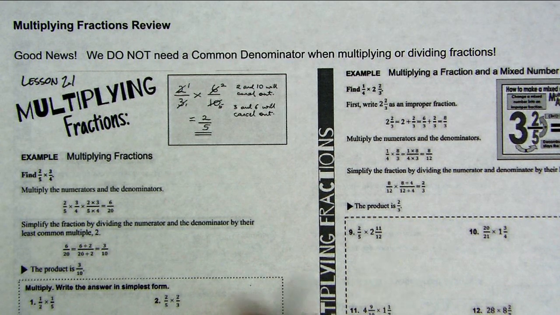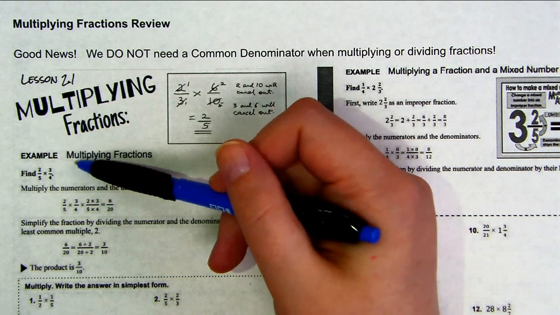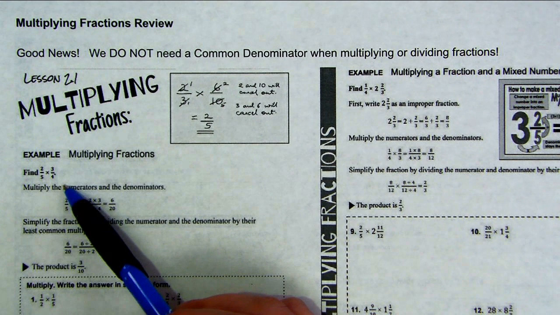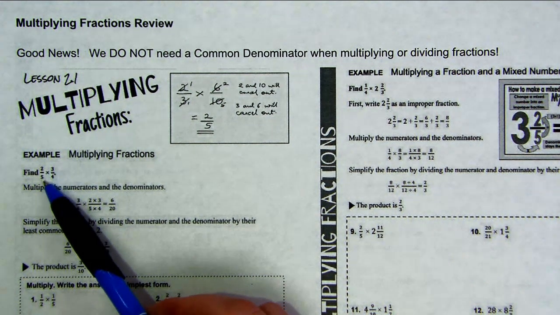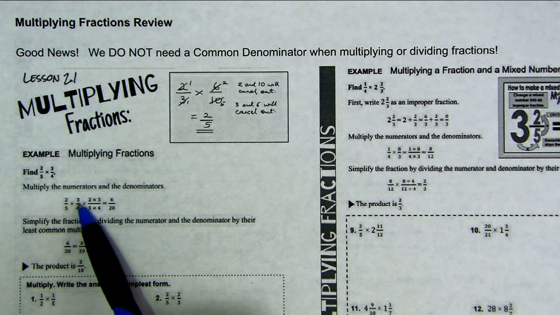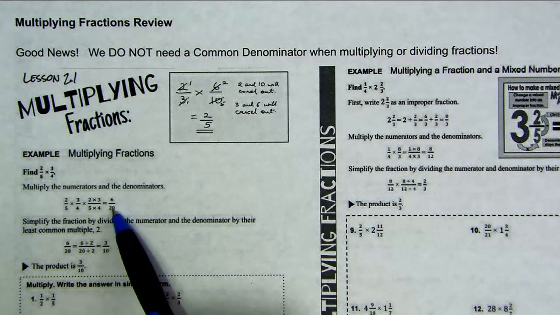When it comes to multiplying fractions, we always multiply going directly across the numerator and directly across the denominator. So if we wanted to multiply 2/5 by 3/4, we would multiply the numerators 2 times 3 and get 6, and we would multiply the denominators 5 times 4 and end up getting 20.